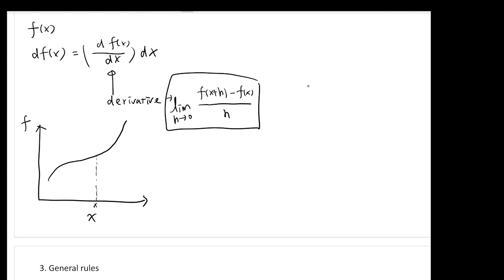If this is x, this is x plus h. What this does on the top part is f of x plus h minus f of x, and the bottom is just your h, right? So the ratio between these, if your h is infinitely small, then that is your derivative. This divided by that pretty much is just the slope of your curve.